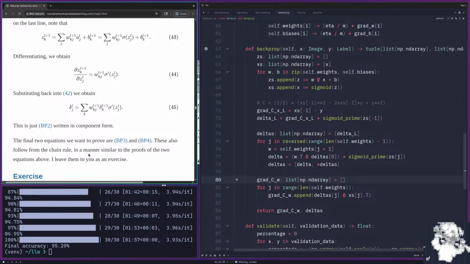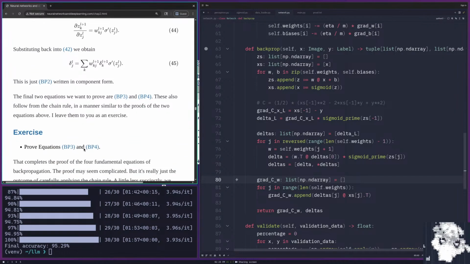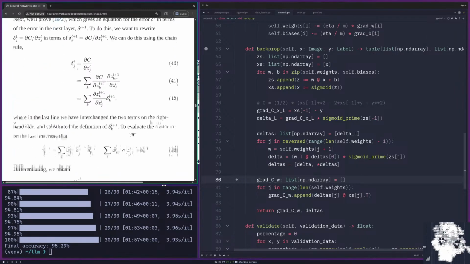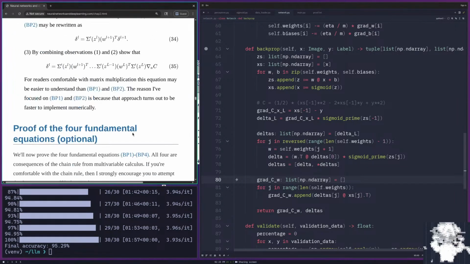These also follow from the chain rule in a manner similar to the proofs of the two equations. I leave them to you as an exercise. Prove equations BP3 and BP4. I don't really want to do that. Let's see if we can just look at it and try to hand wave them.